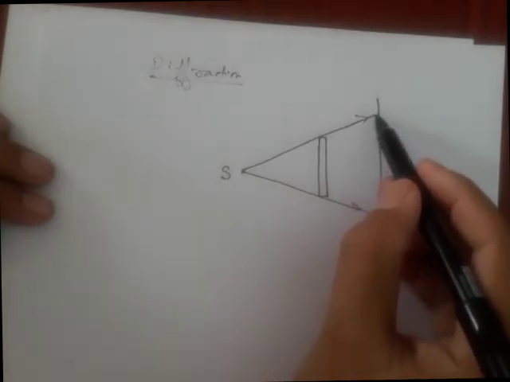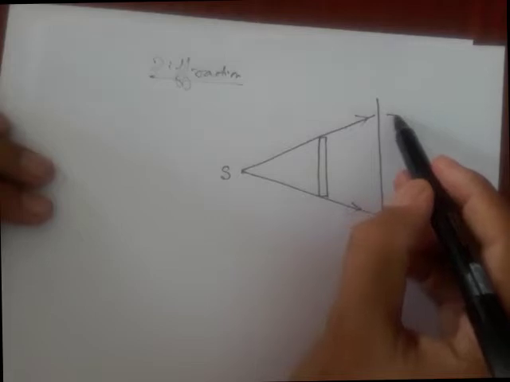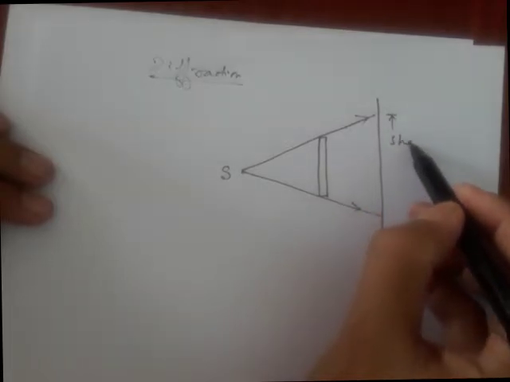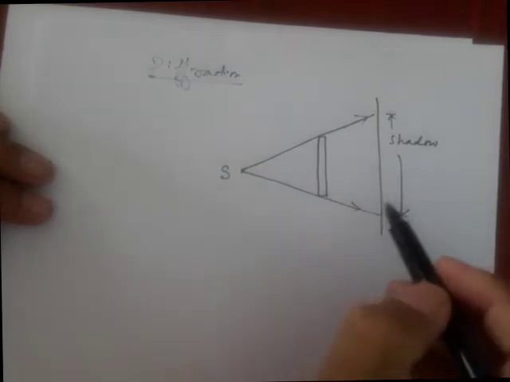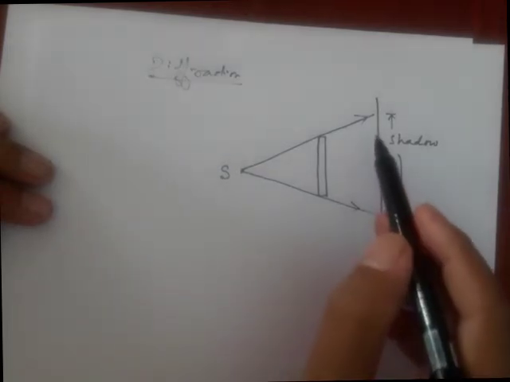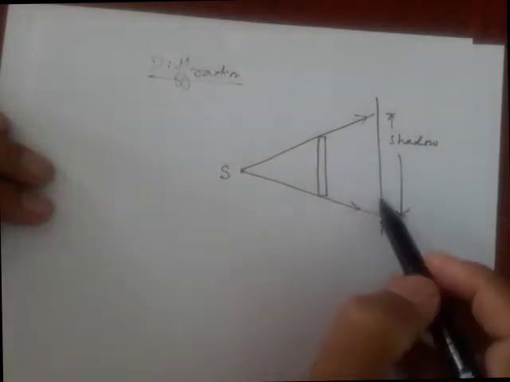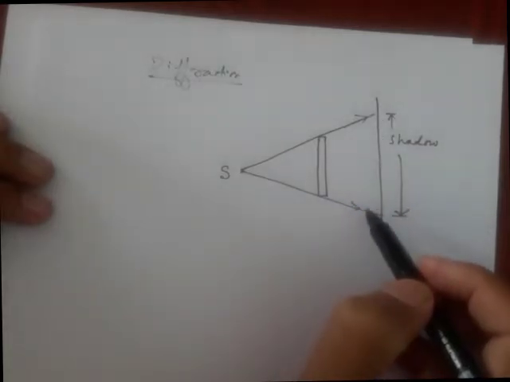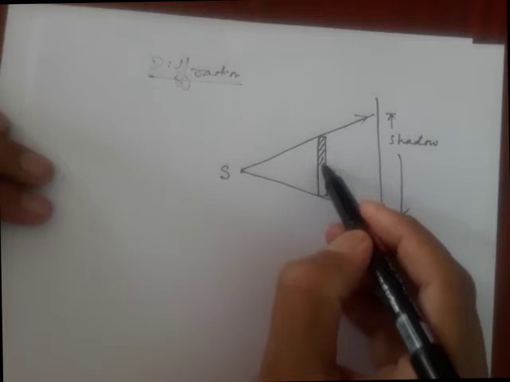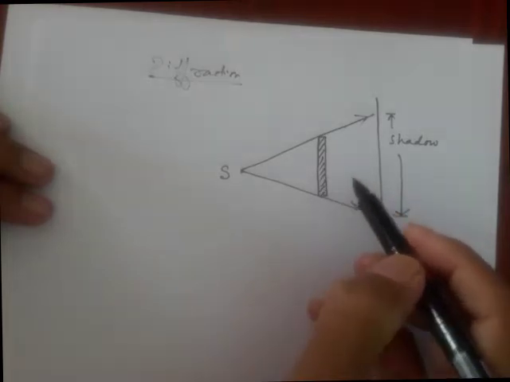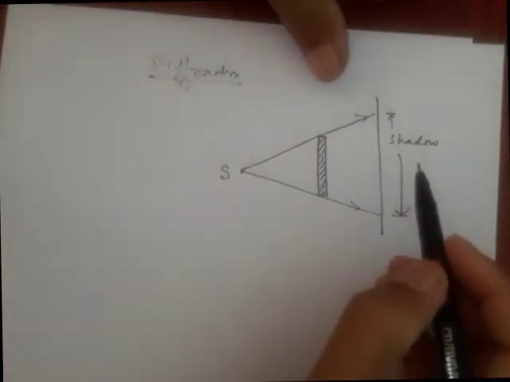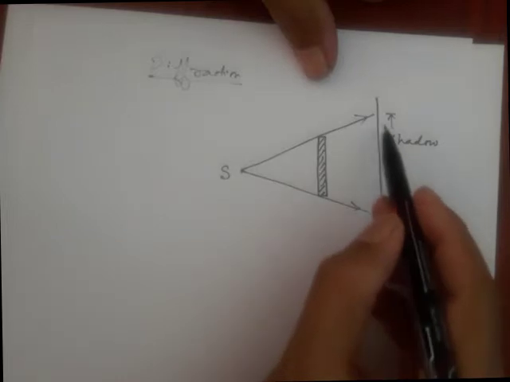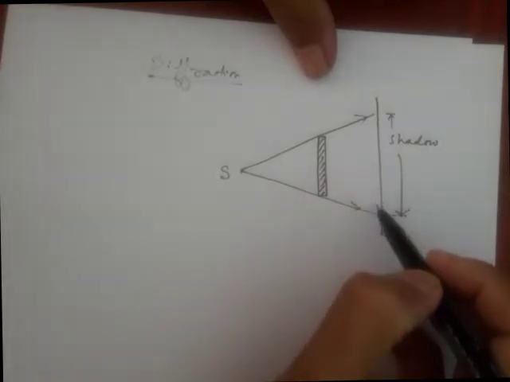And actually this image is nothing but the shadow. This should be the shadow. This is the shadow portion. And if light travels along a straight line, the shadow should be perfectly dark here. This should be a perfectly dark shadow. But we know that whenever an object casts a shadow, the shadow is never perfectly dark here. Still some light is present in the shadow region.